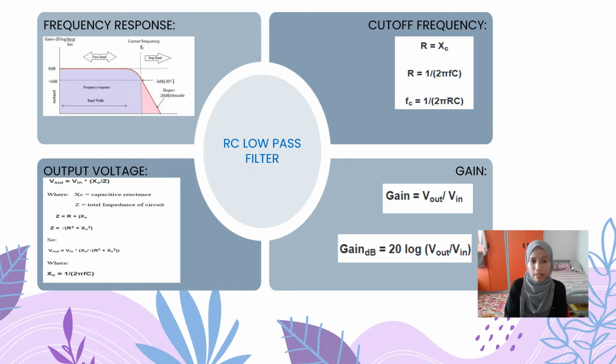Last, the gain. Gain is the ratio of output voltage to input voltage: gain equals Vout divided by Vin. This gain is usually described in dB, which is the logarithmic form of the gain, and it is given by gain in dB equals 20 log Vout divided by Vin.